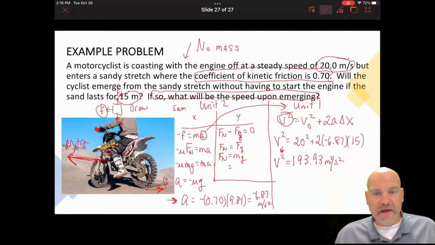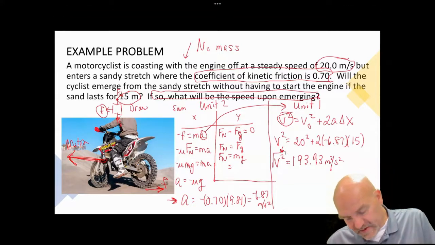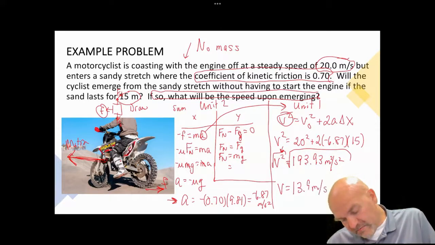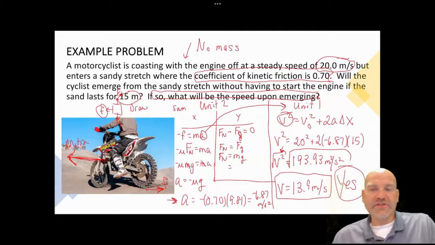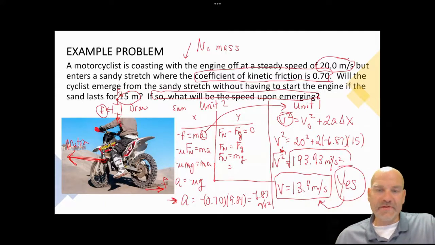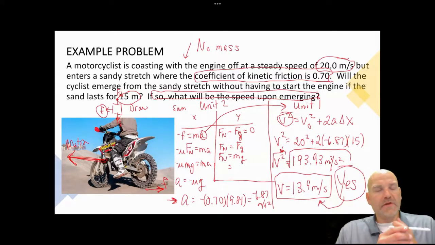Again, I have to do one extra step. I have to take the square root of both sides to get my answer. And I find that we're traveling just around 13.9 meters per second. So do they emerge out of the sandy stretch? Yes. How fast are they moving? 13.9 meters per second. Okay.